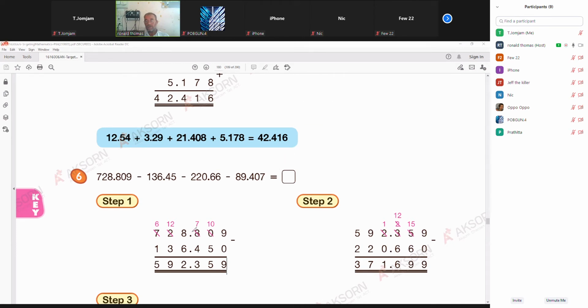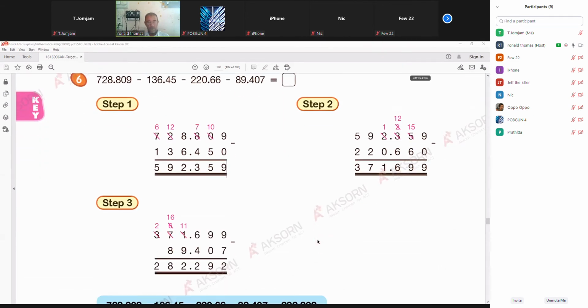Look at the exact position of your decimal point. There will be 3 numbers after the decimal point. Here we have 3 as well. So 9 minus 0, 9. 15. We are regrouping. So let's go slowly.